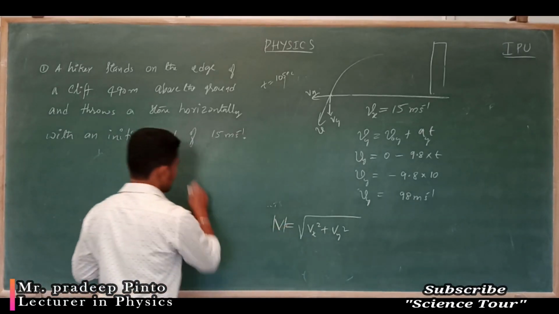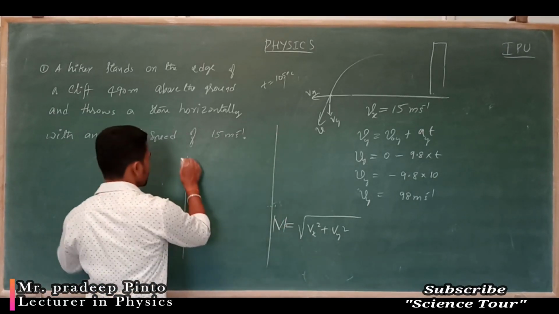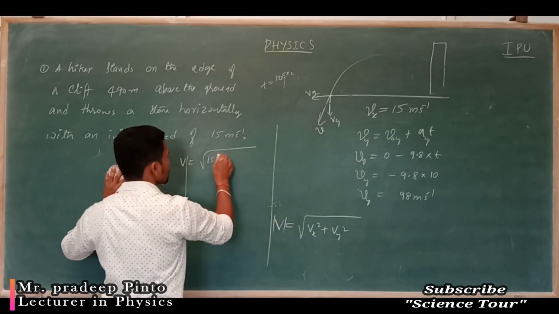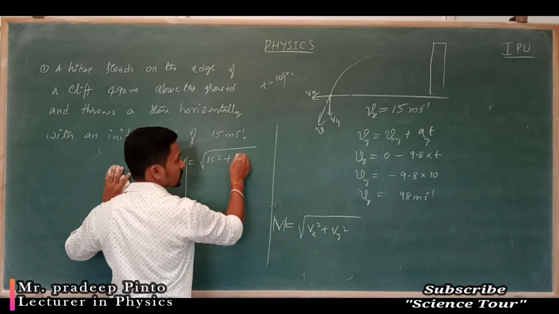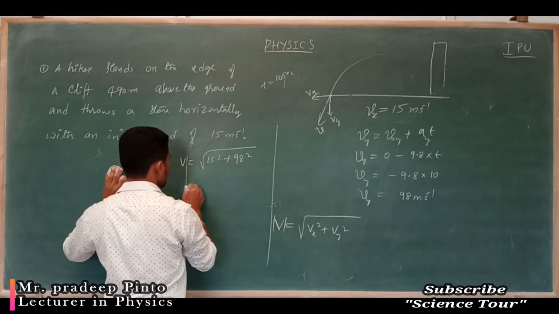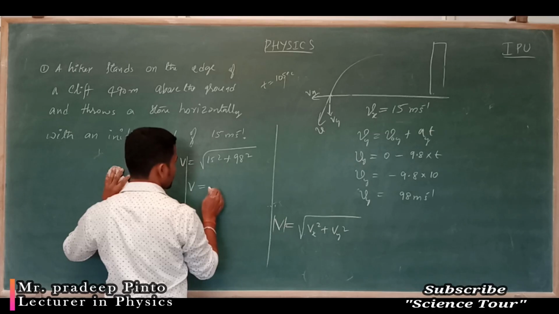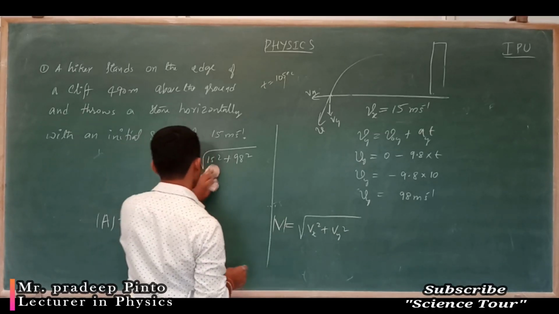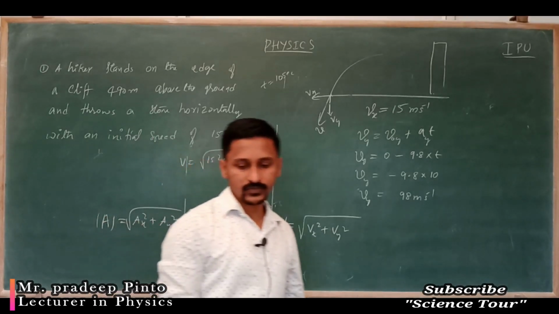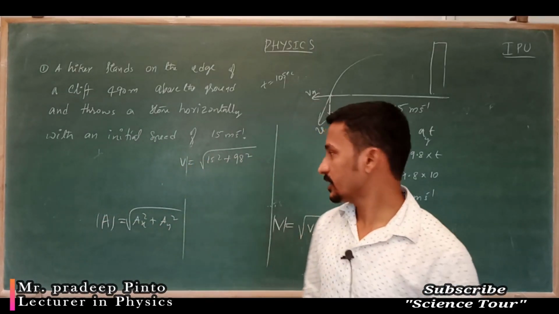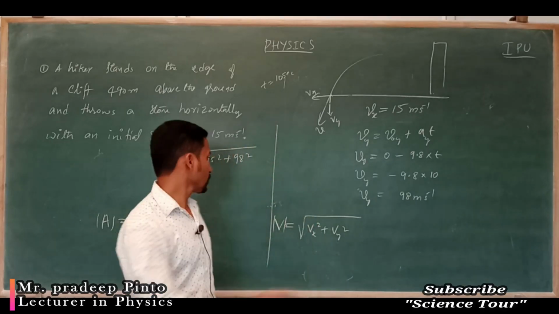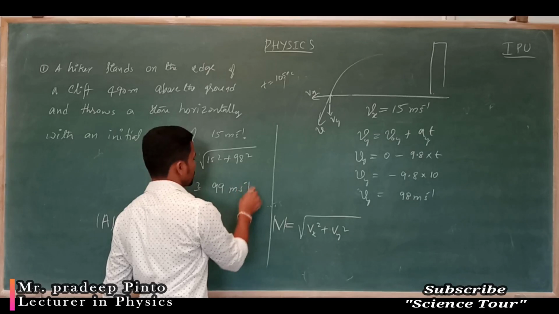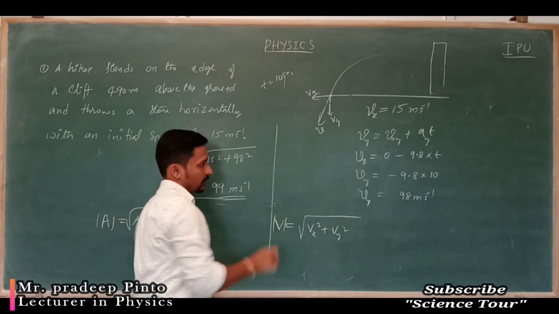Similarly, for V I can find that V is equal to the square root of Vx square plus Vy square, that is 15 square plus 98 square. So 15 square is 225, and 98 whole square. What value are you going to get? Do it. Nearly you are going to get 99 meter per second, the total velocity.